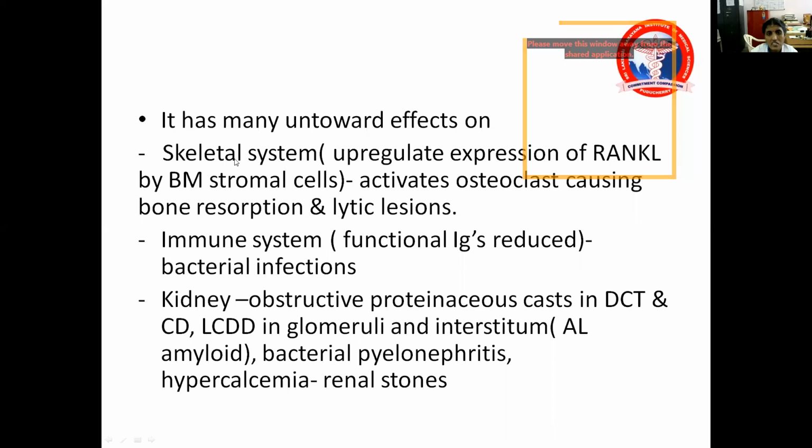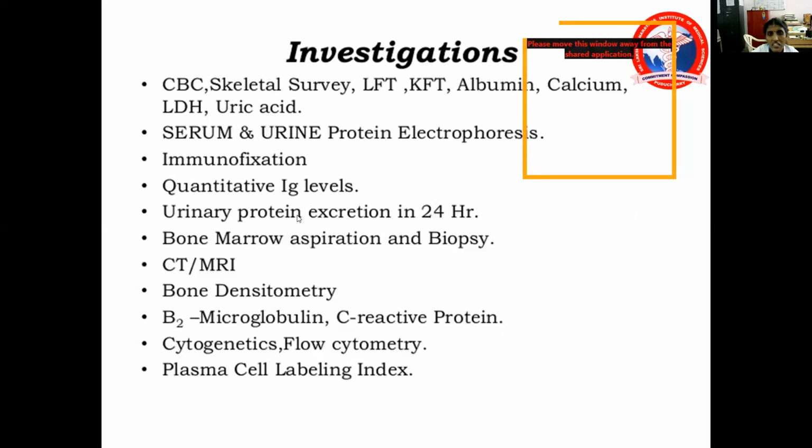It affects the skeletal system by upregulation of RANK ligand by the bone marrow stromal cells, so that it activates osteoclasts, causing bone resorption and lytic lesions. In the immune system, as I said, functional immunoglobulins are reduced, so they are more prone to bacterial infection. Similarly, in the kidney, the main thing is obstructive proteinaceous casts in the distal convoluted tubule. So these are the investigations which are done for the patient. Though it looks very vast, the most important and basic investigations are of course CBC, which is complete blood count, and skeletal survey, because blood, bone marrow and bone are the most commonly involved.